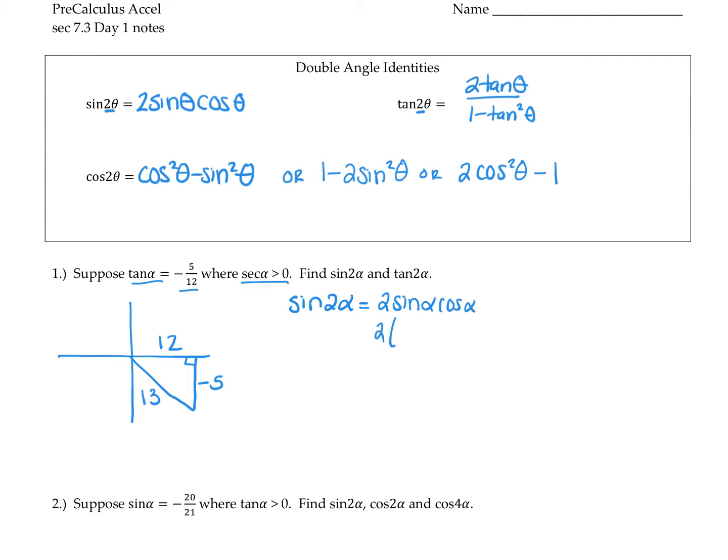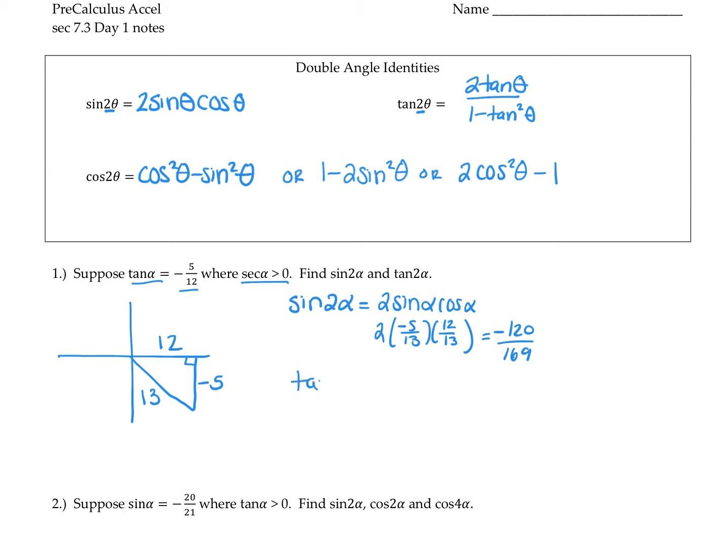So sine would be opposite over hypotenuse. Cosine would be adjacent over hypotenuse. And I can just type that in my calculator, turn it back into a fraction, and I'll get negative 120 over 169. So make sure we give exact answers in the form of fractions, no decimals.